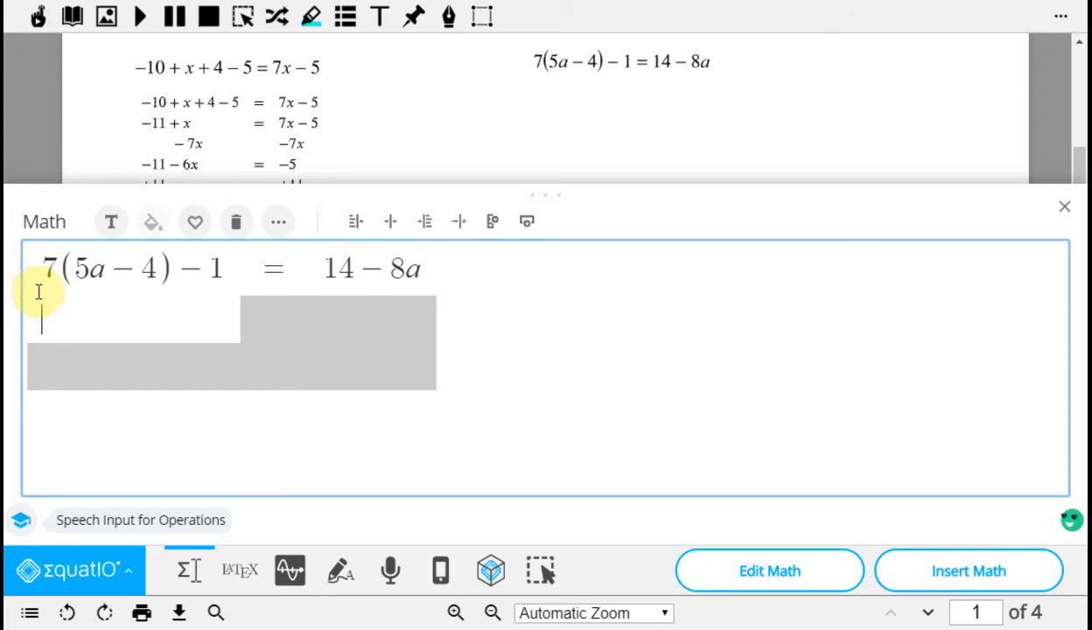Remember, this means there's 7 of everything in this bracket, or 7 times this first term and 7 times that second term. 7 times 5 is 35, so we have 35 a's. And 7 times minus 4, different signs, negative. 7 times 4 is 28. And then we have a minus 1 out here. And that's all equal to what we have on this side.